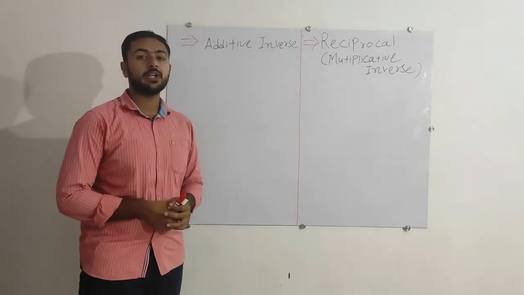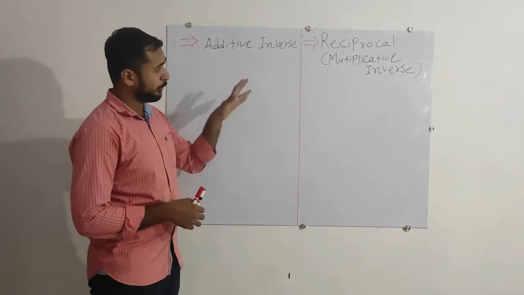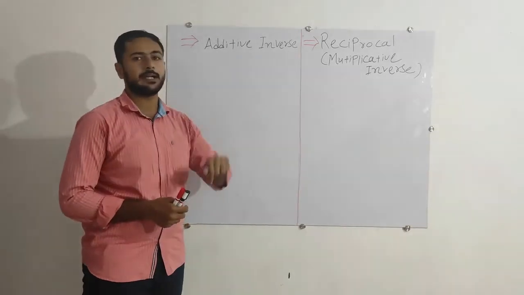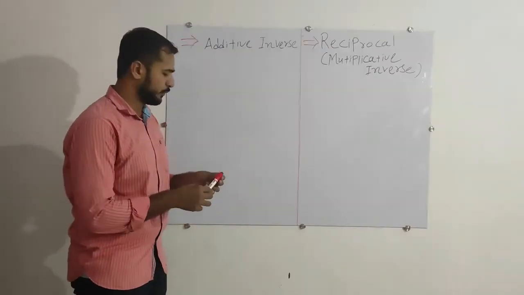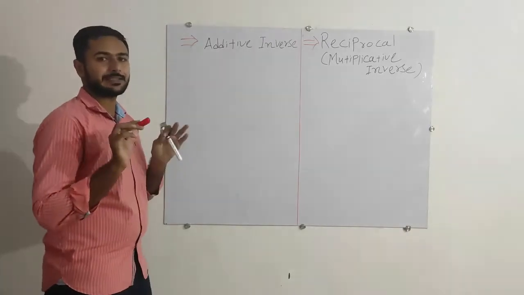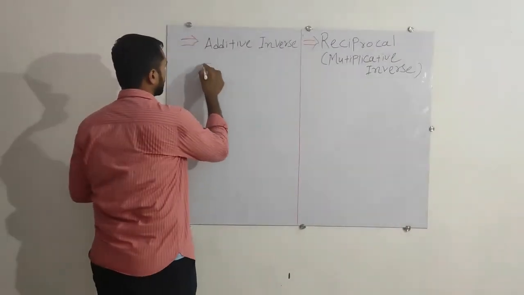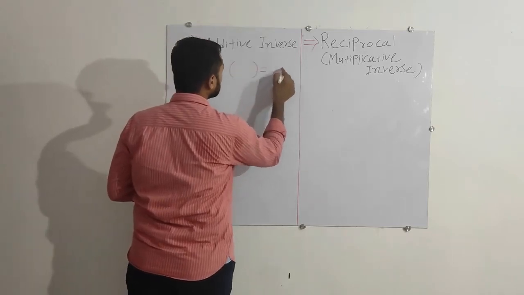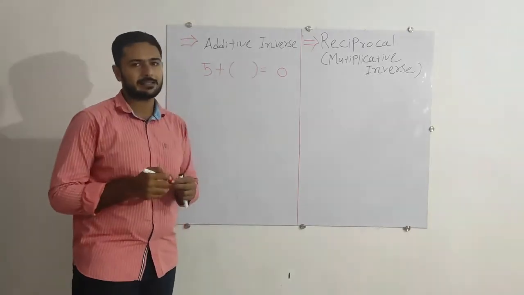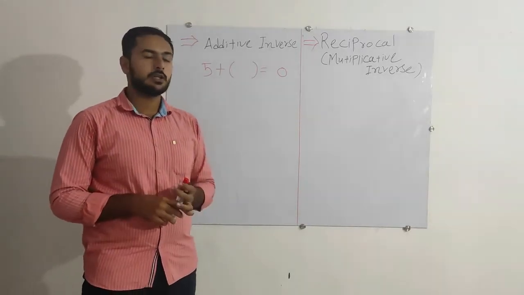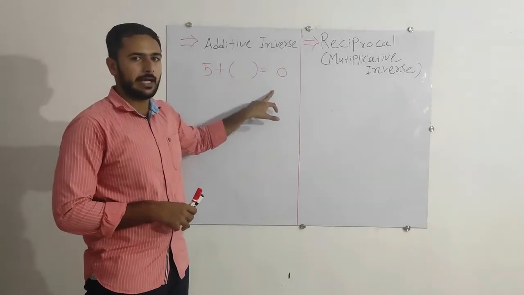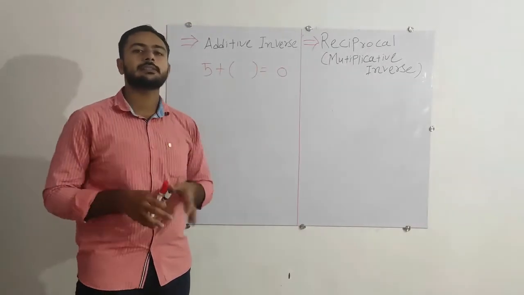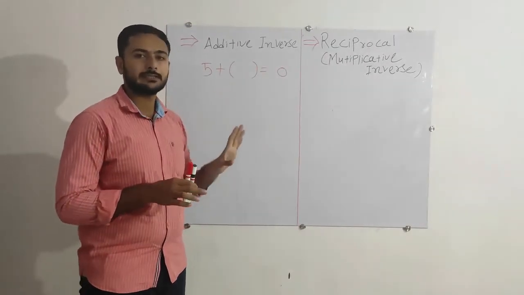The next one is additive inverse and reciprocal. Reciprocal can be defined as the multiplicative inverse also, because here that's the additive inverse and that's the multiplicative inverse. Let's start with the additive inverse. What is additive inverse? Suppose I have the number 5. What should I add to 5 so that I get the answer 0, because the additive identity is 0? What should I add to any number to get 0? That is the additive inverse.